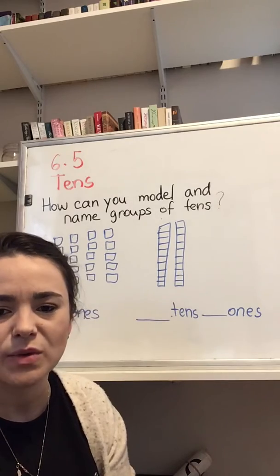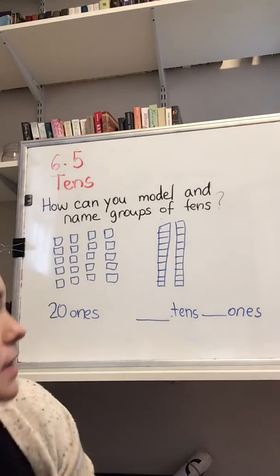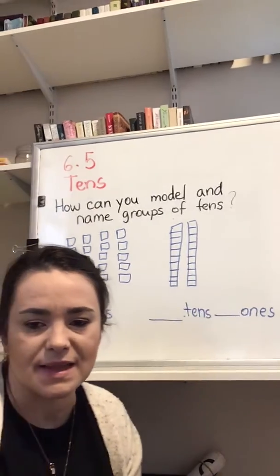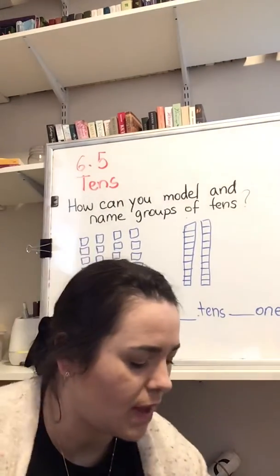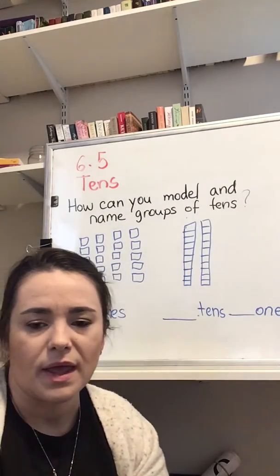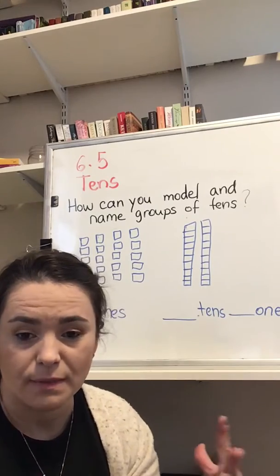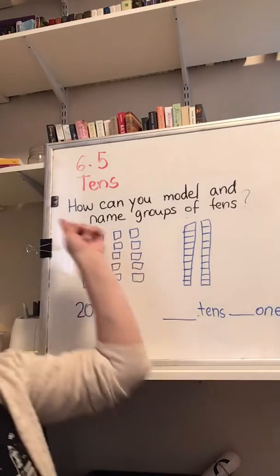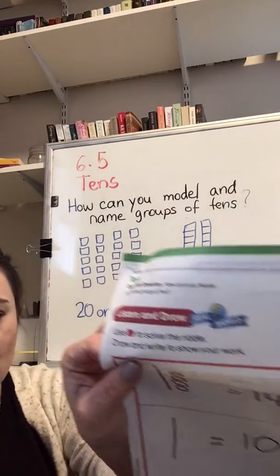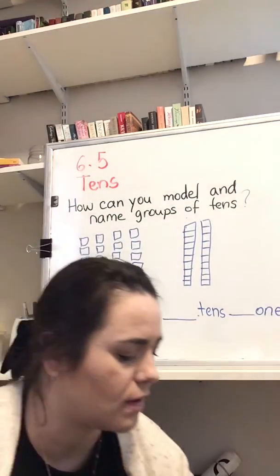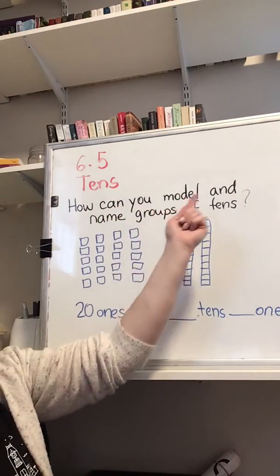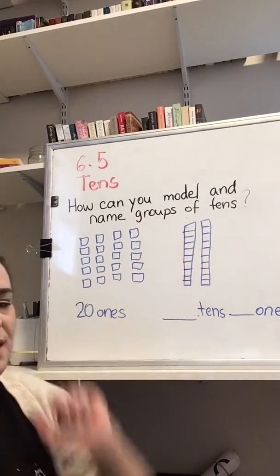And today we're going to be doing 6.5. You can see it right here, 6.5, and it is called tens. And you have your page in front of you, right? Mrs. K is going to try to do it on the whiteboard and show it to you here so you can see better. So the essential question, I have it on the whiteboard. You have it on the top of your paper, right, of your work paper. So let's read it. How can you model and name groups of tens?